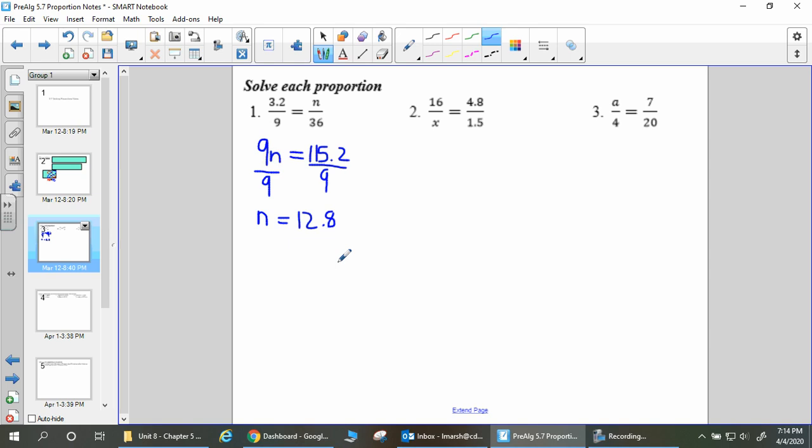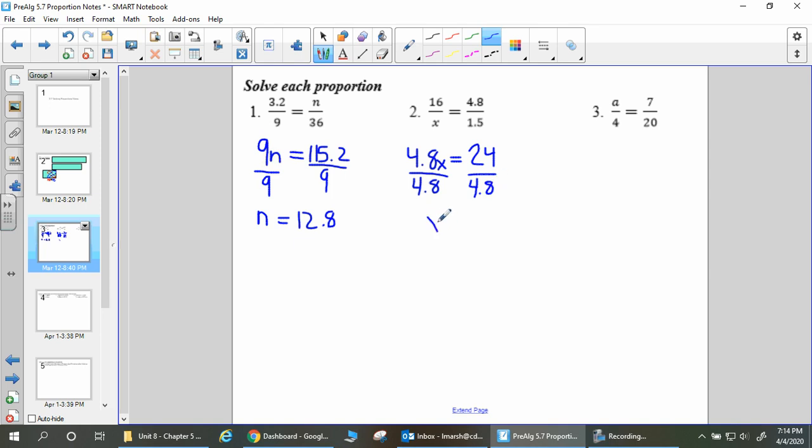So if I do the same thing here on number 2, again, I'm going to multiply with my letter first. So 4.8 times x. So that's just going to be 4.8x. Then I'm going to multiply the other two values. In this case, 16 times 1.5. That's going to be 24. And then again, we need to divide by whatever is here with our letter. In this case, that's 4.8. So we divide by 4.8 on both sides.